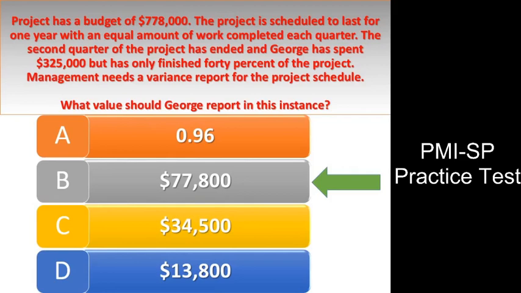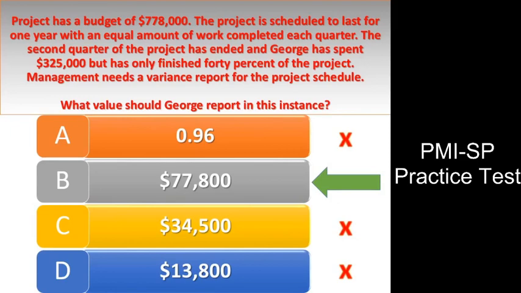The earned value in this instance is 40% of the project budget, $778,000, and the planned value is $398,000. George is to be 50% done at the end of the second quarter, as the work is spread evenly across all quarters. The schedule variance is $77,800 for the project. Answered option B is incorrect.